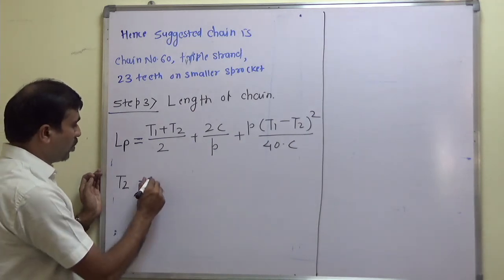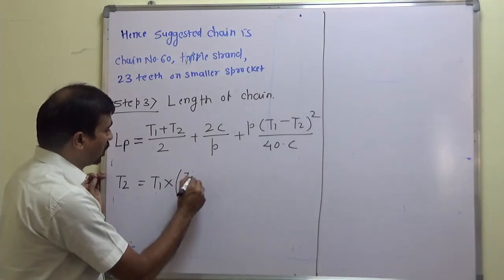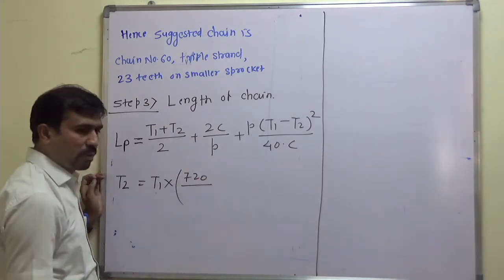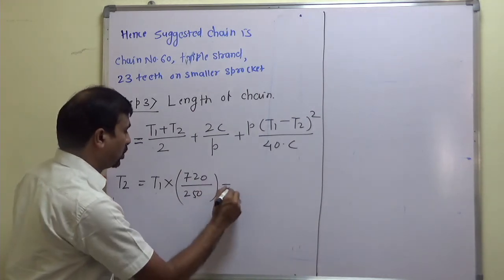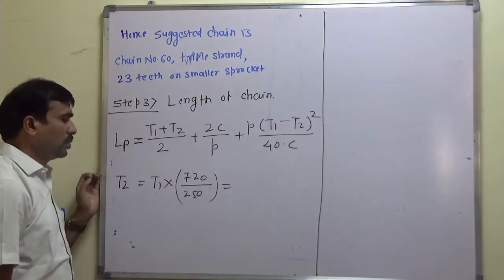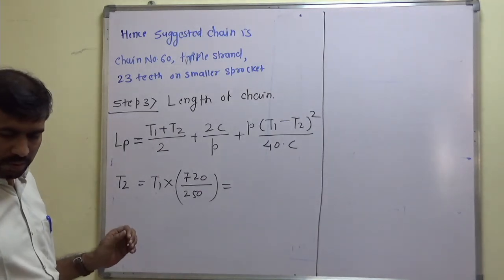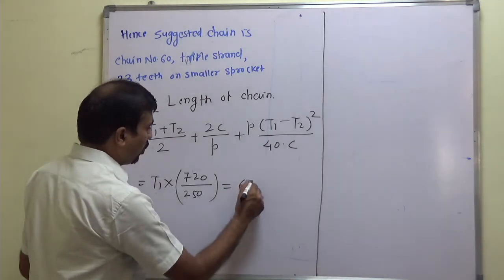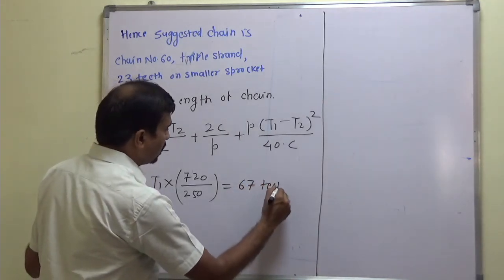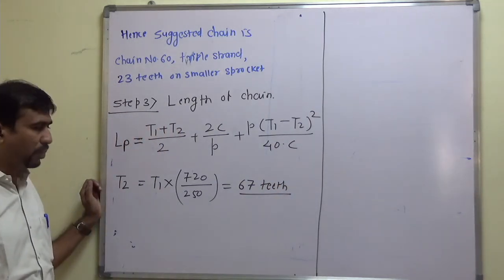T2 is equal to T1 into velocity ratio. Velocity ratio is 720, speed of smaller sprocket, and 250, speed of larger sprocket. T1 is 23, so it will come out approximately 67 teeth. Calculating, you will get 67 teeth, rounded up.